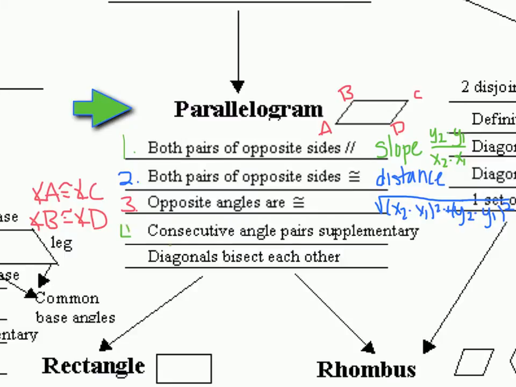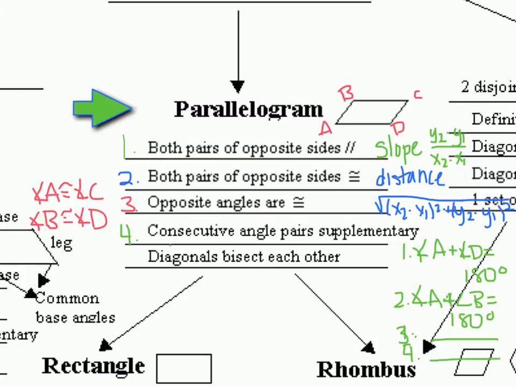Alright, the fourth property is that consecutive angle pairs are supplementary. And that means that angle A plus angle D is equal to 180 degrees. We could also do something like angle A and angle B are equal to 180 degrees. And then there's 2 more options. That would be 1, that would be 2, this would be 3, and this would be 4. I'd like you to pause the video and figure out what other 2 angle pairs add up to 180 degrees. Ready, pause.